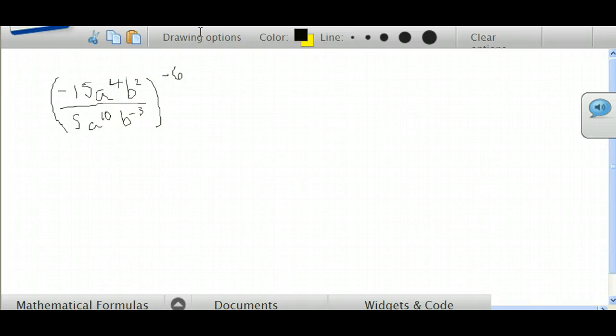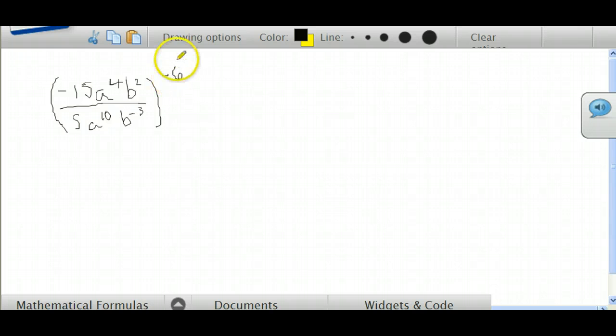There are two ways to do this type of problem. You can work inside out, or you can work outside in. I'm going to show you both ways. Let's try to work outside in first. You take care of the negative 6 first.